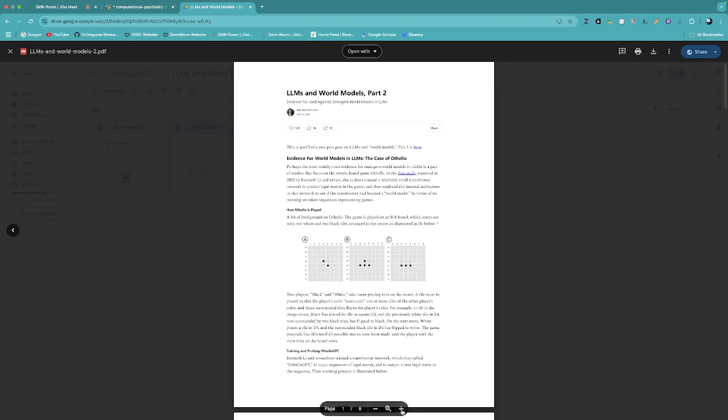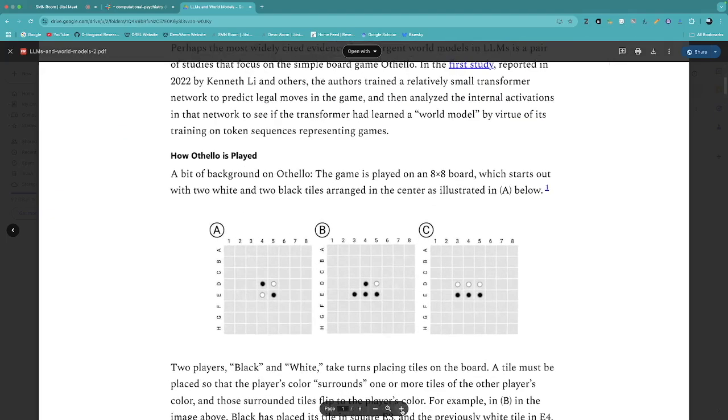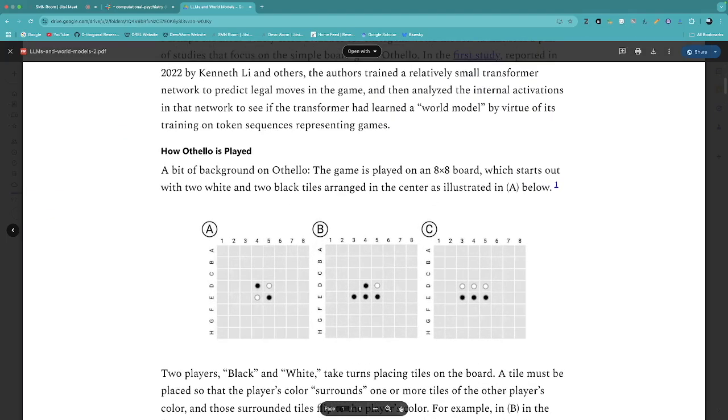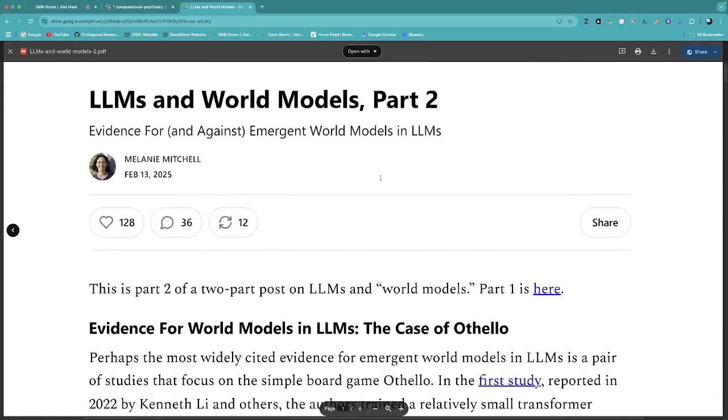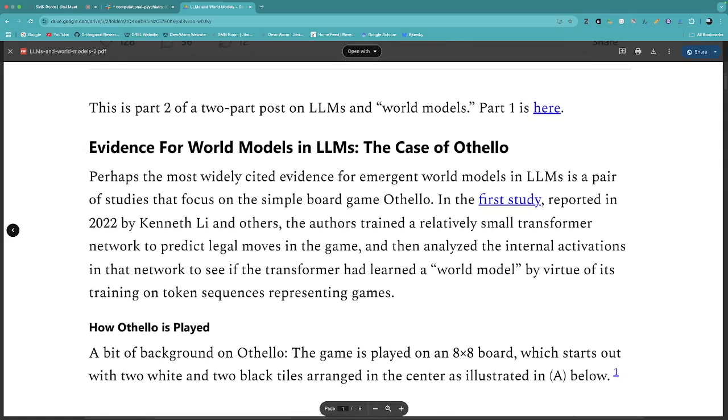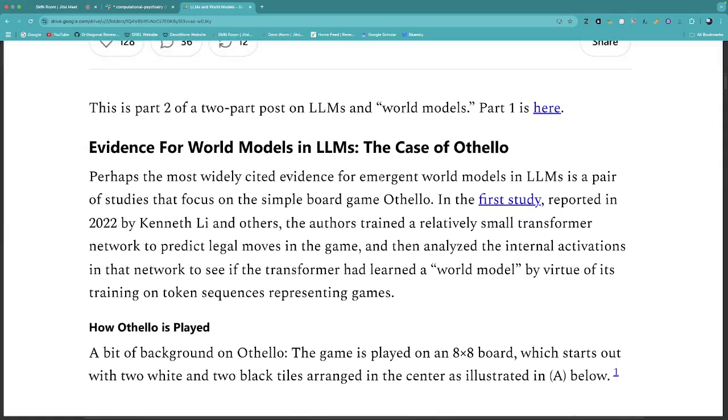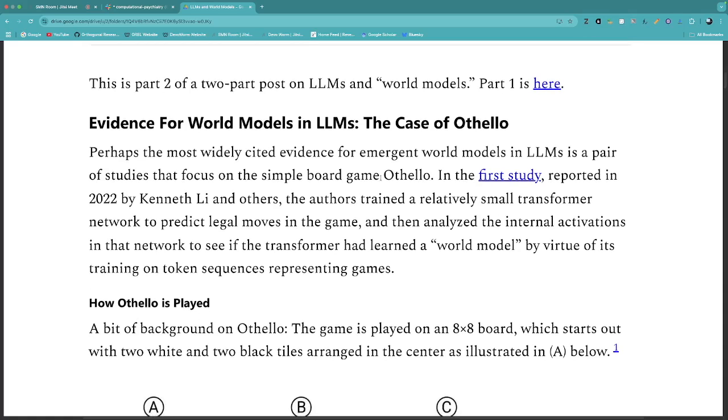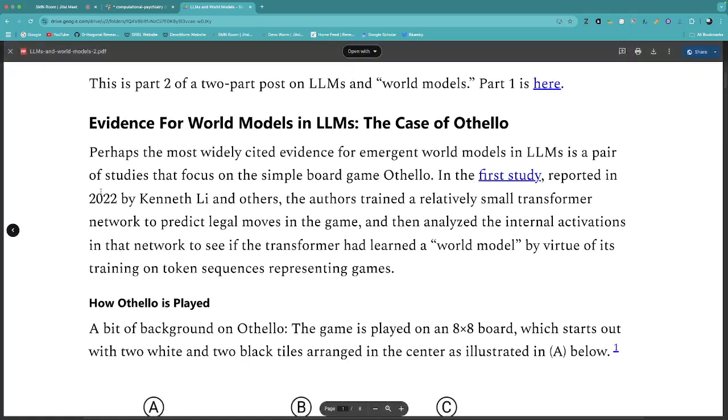And so this gets into some specific examples. This is evidence for world models and large language models. The case of Othello, which is a popular game. This is a simple board game. This was reported in 2022 by Kenneth Lee and others.